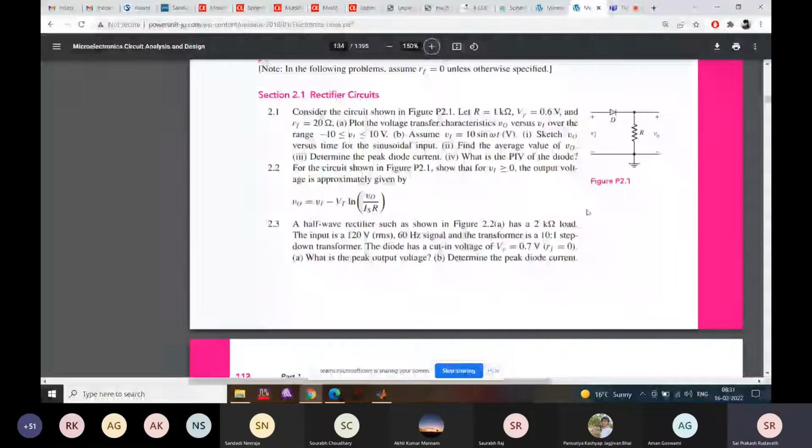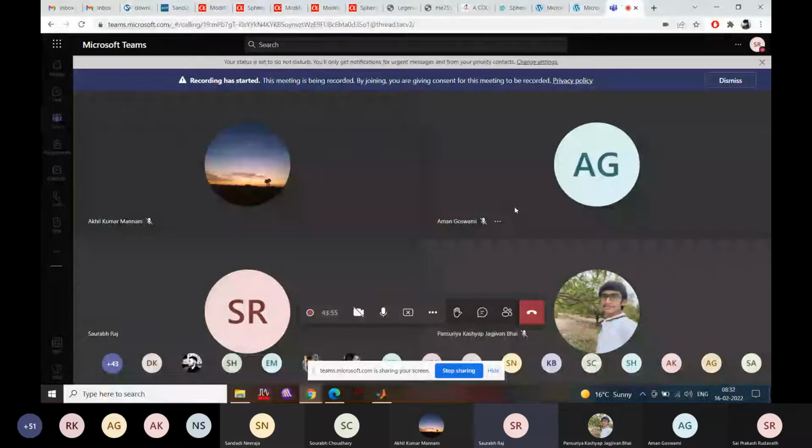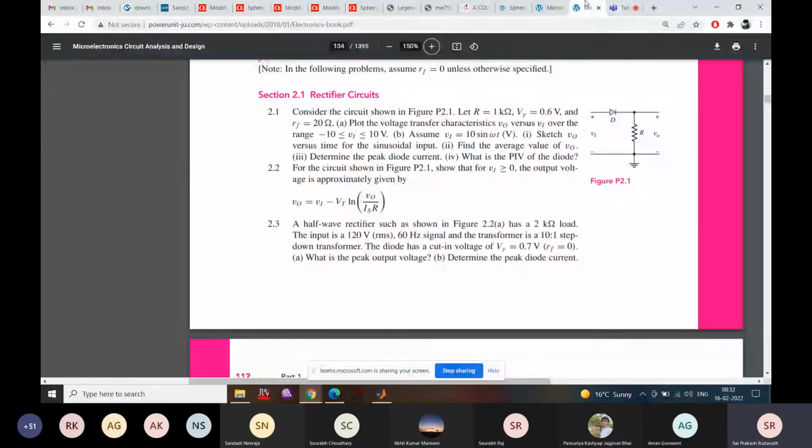Okay, fine. So everyone understood that? Sir, the maximum output voltage is 9.21. Yes, 9.21. So you check the value of maximum voltage. Put 10 volts there: (10 minus 0.6) into 1000 by 1020. You check the value, how much you are getting. That's the maximum voltage we are getting.